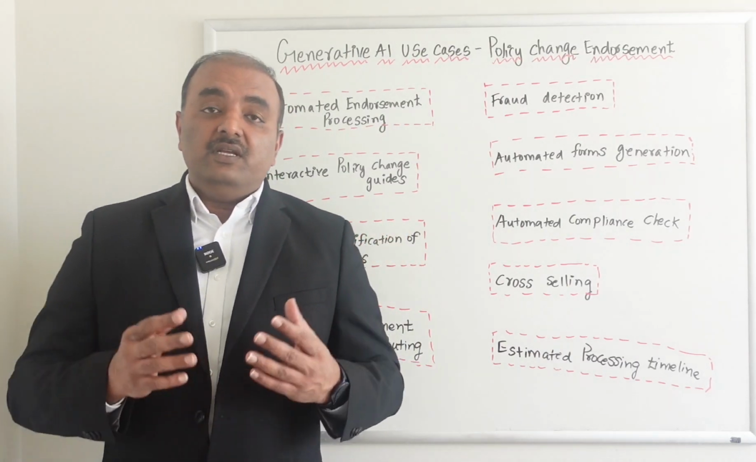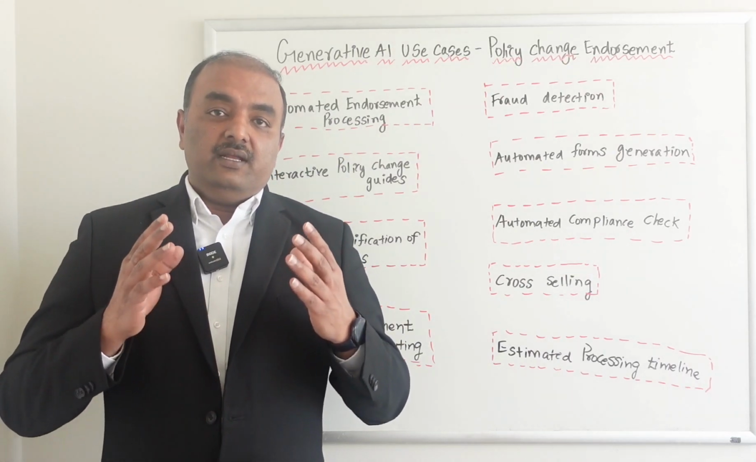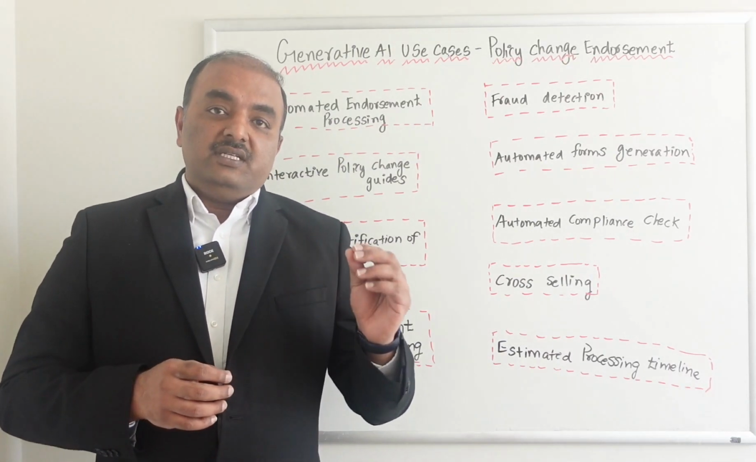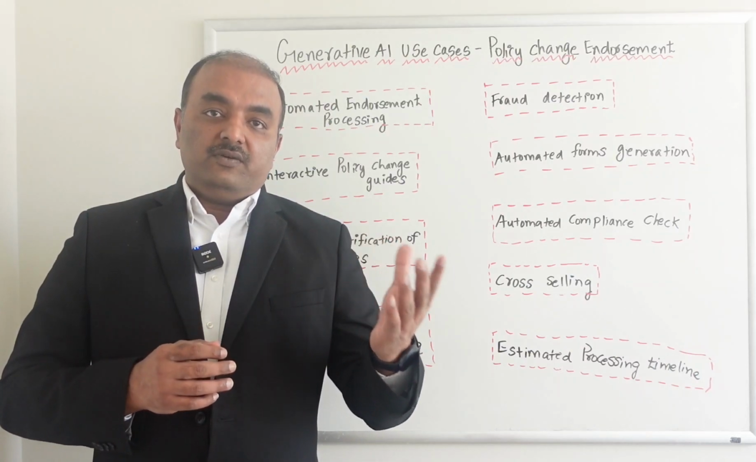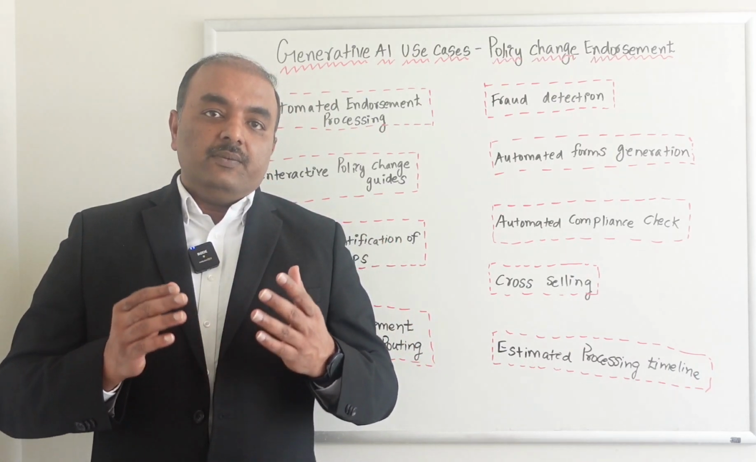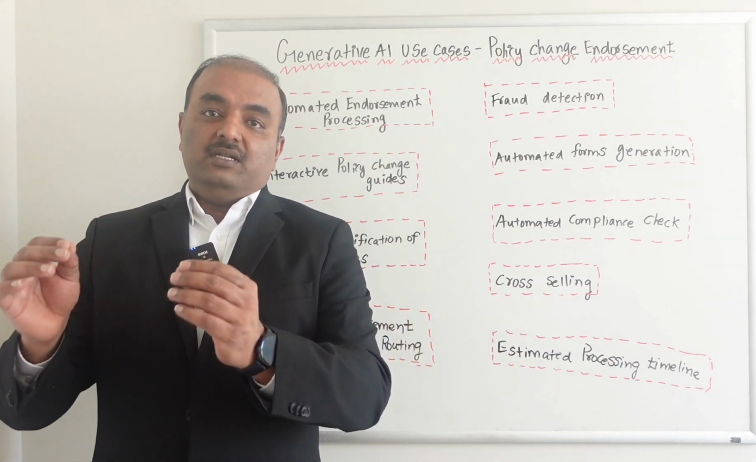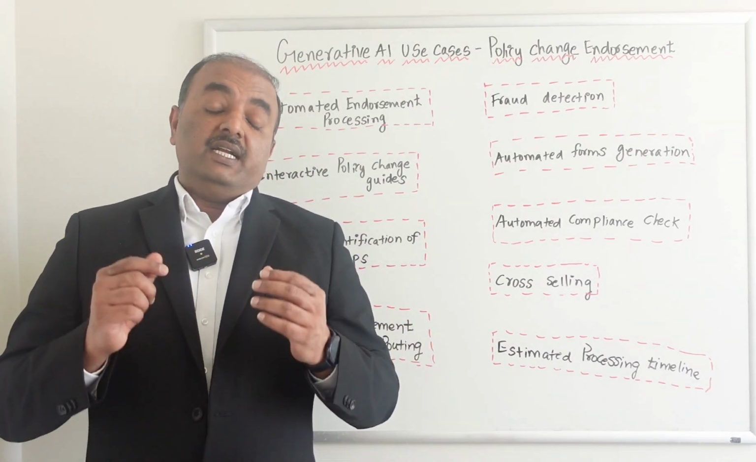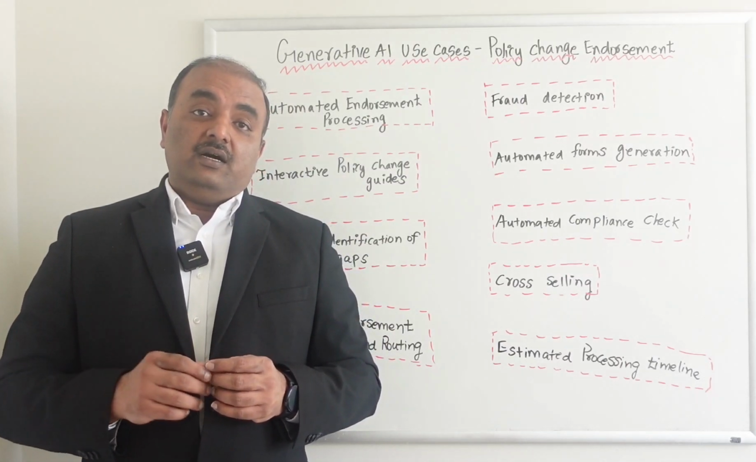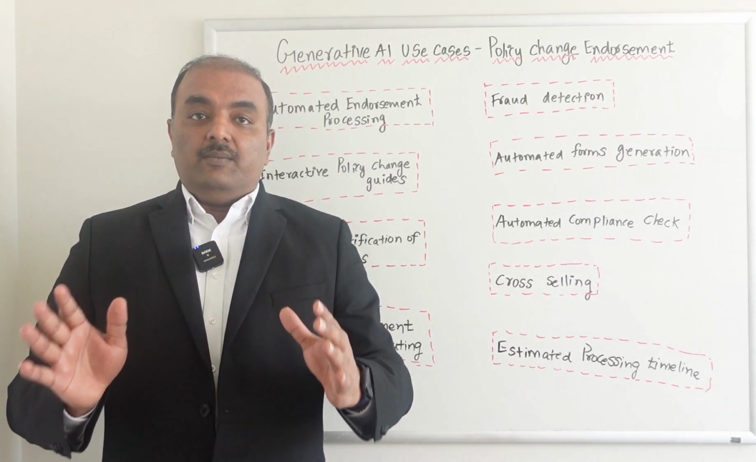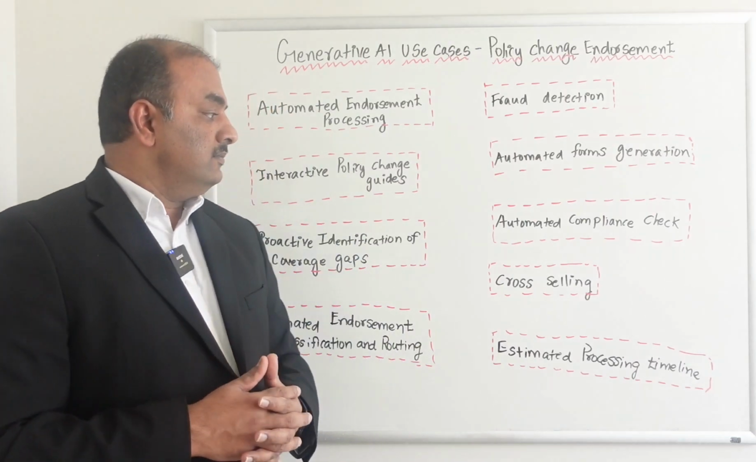Compliance check is very important. P&C insurance being a highly regulated industry, every change has to be compliant with the Department of Insurance. It is very tedious for somebody to look at the change manually to make sure the policy data is compliant with what the Department of Insurance needs. With generative AI capability, the system can do that automatically so that we are compliant as an insurance company.